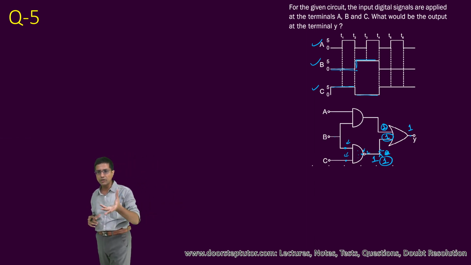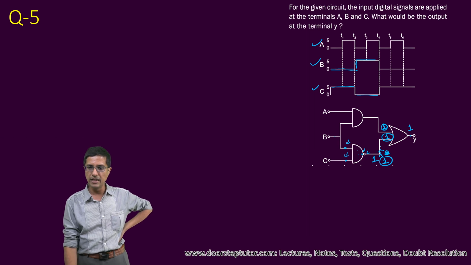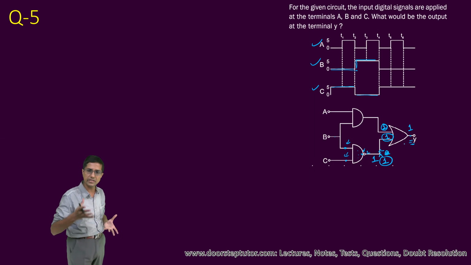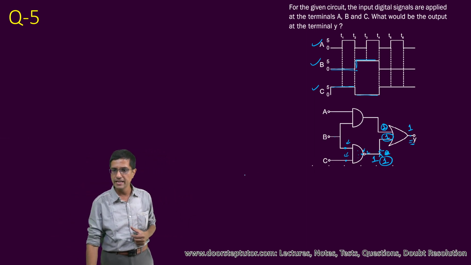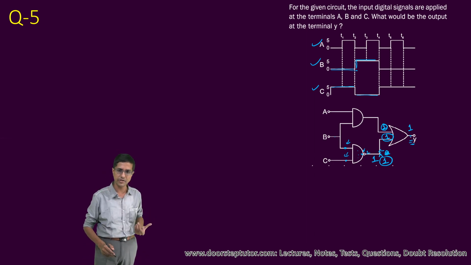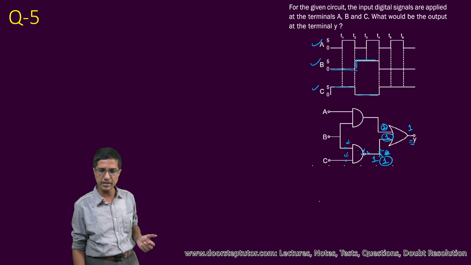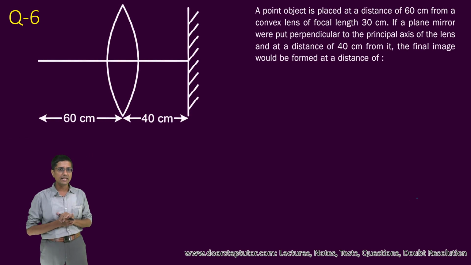So therefore the output of the B and C gate would always remain 1, which means that this Y would always remain 1, because that's an OR gate. If either of the terminals of the OR gate is 1, the output of the OR gate has to be 1. So it is a very direct question. The output here would just be a simple, straight waveform of 5 volt. Very simple.